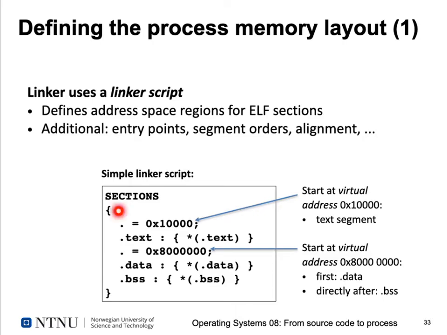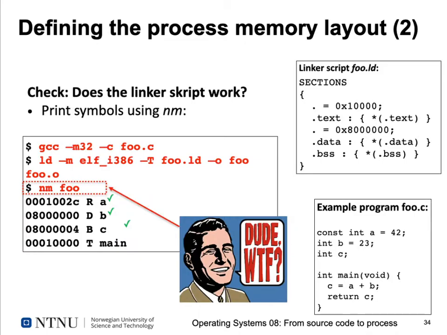This very simple linker script just defines information for our sections. We start with our current address, which is indicated by the dot here, at hexadecimal 0x150, and at that address we want to locate everything that's related to our text segment. Then our next address we switch to 0x8000000, so we start at another virtual address, and at that address we first place our data segment, and directly after that we place our BSS segment.